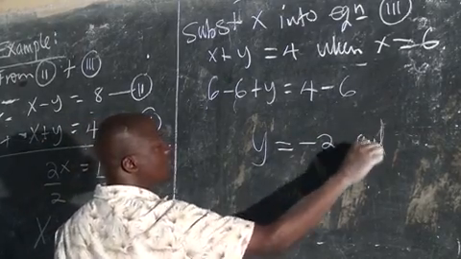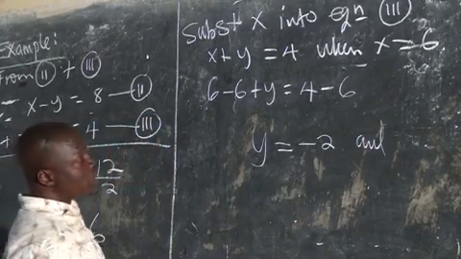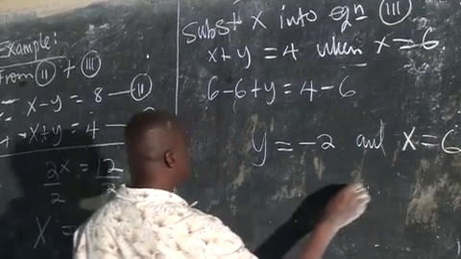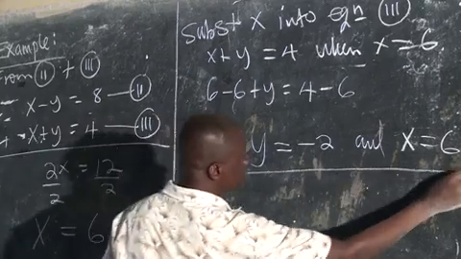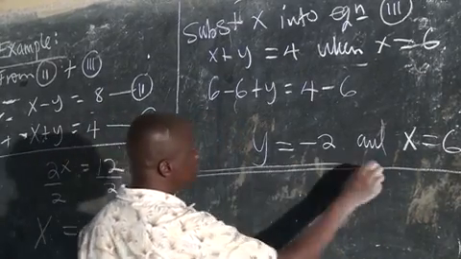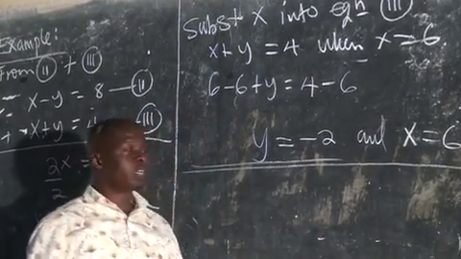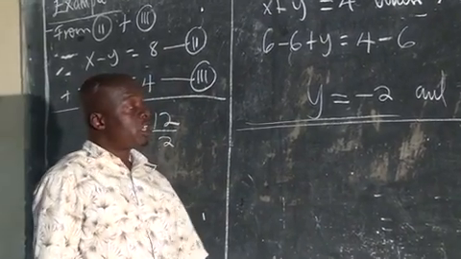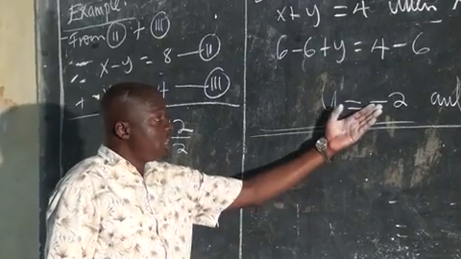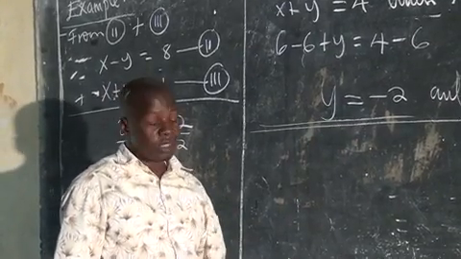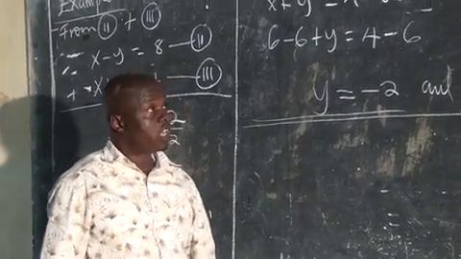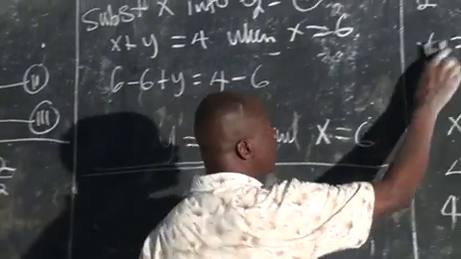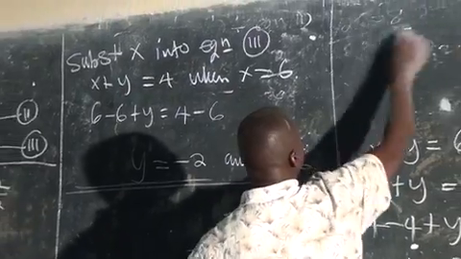And x is equal to positive 6. I want you to notice it is not a must that every time you come up with positive values only. You can get a negative. You can get a decimal or a fraction. Without wasting time, allow me to give you an activity here.